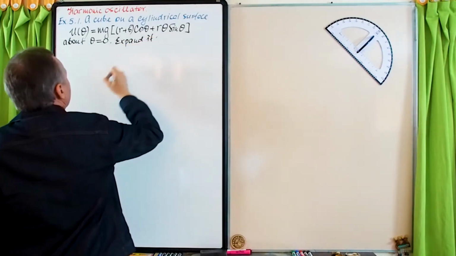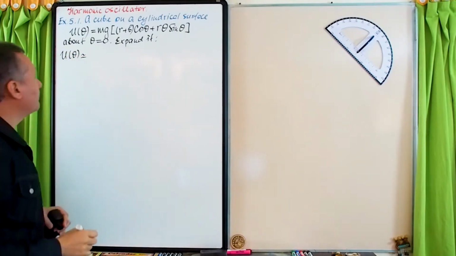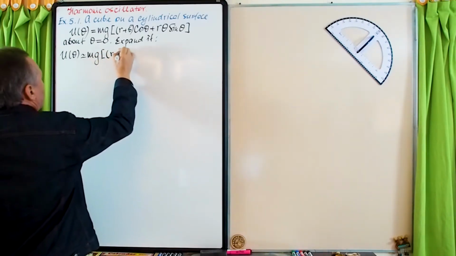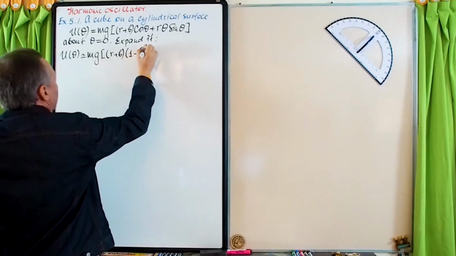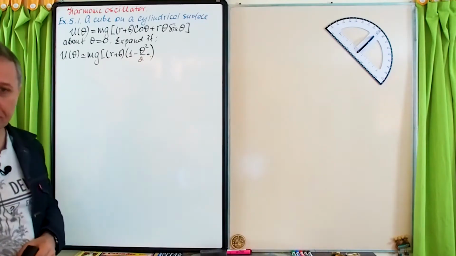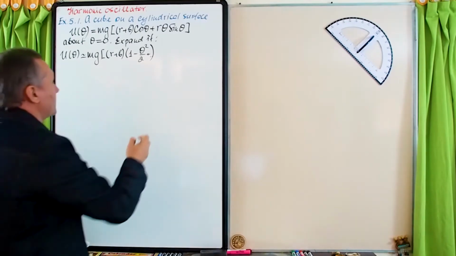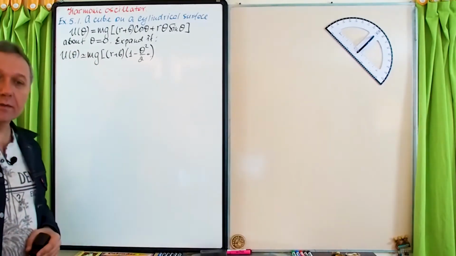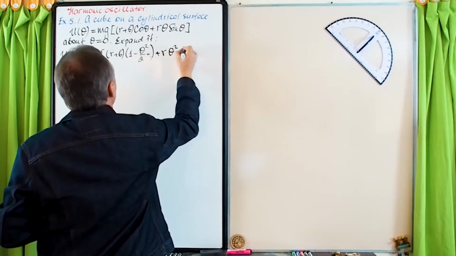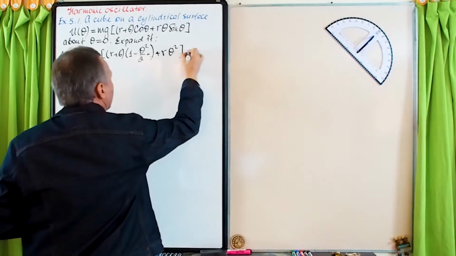Expand it. As a result, we'll get u as a function of theta approximately: mg times (r plus b) times cosine, which will be 1 minus theta squared over 2, plus and so on. And for the expansion of sine, sine of theta is theta, of course with theta in radians, plus r theta squared. So close the bracket. Let's open it up quickly.